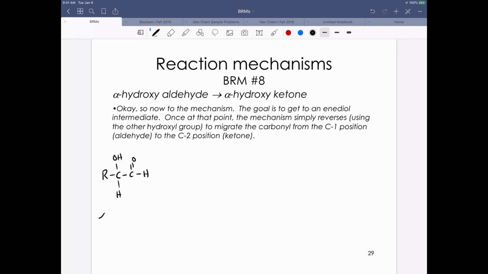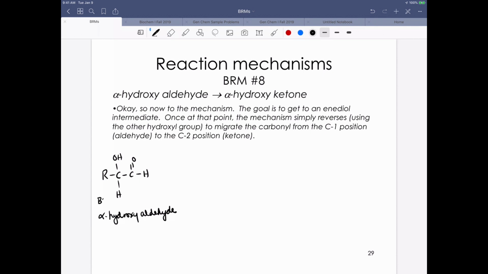And what's really going to happen here is we're going to migrate where that carbonyl is. So that carbonyl is starting out at this position, and we're going to make it be a carbon-oxygen double bond, a carbonyl, at that position. So again, this is an alpha hydroxy aldehyde.